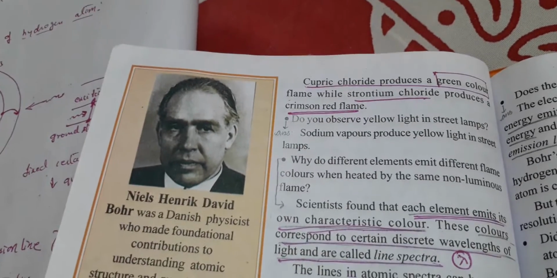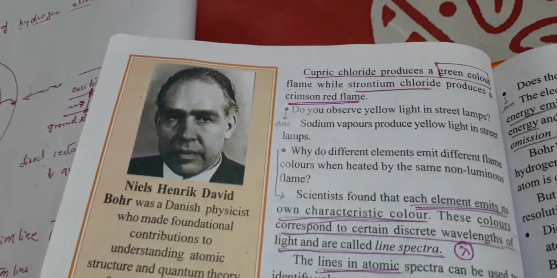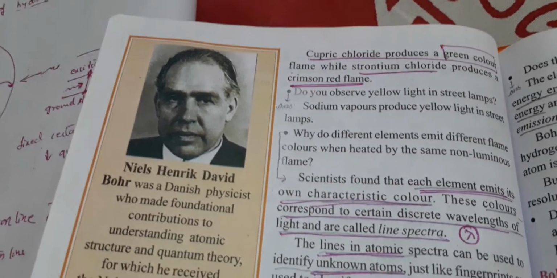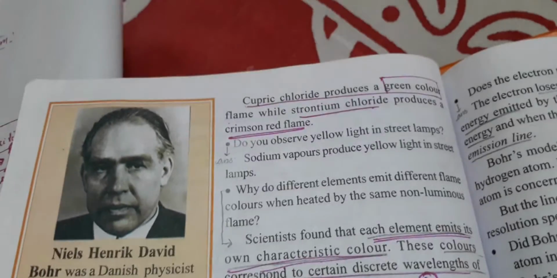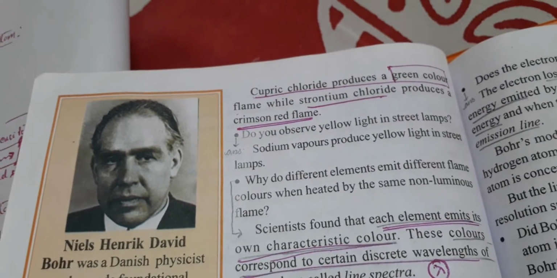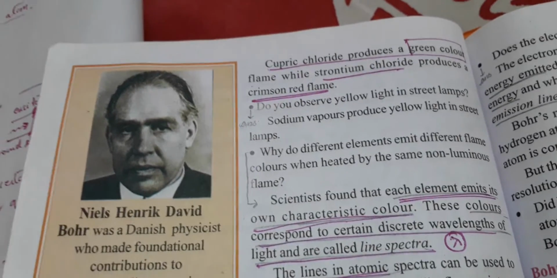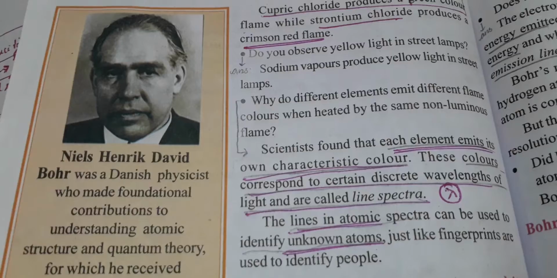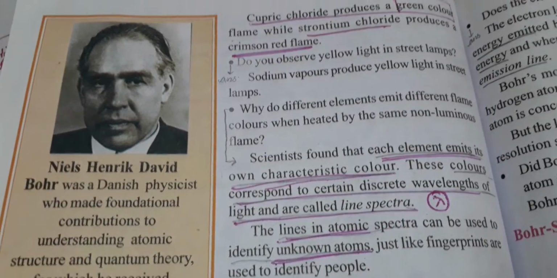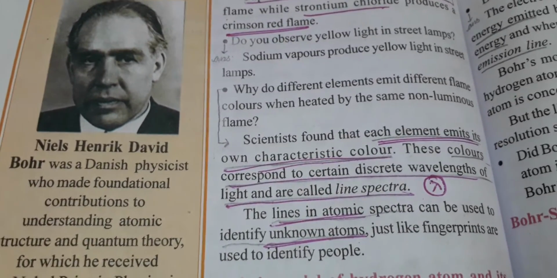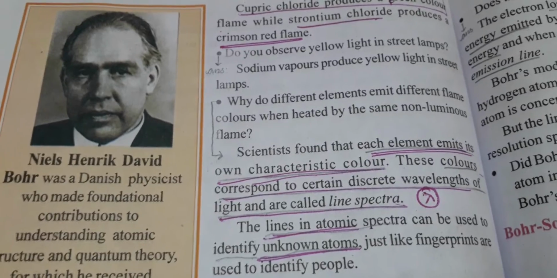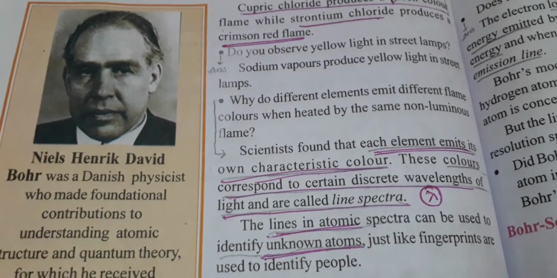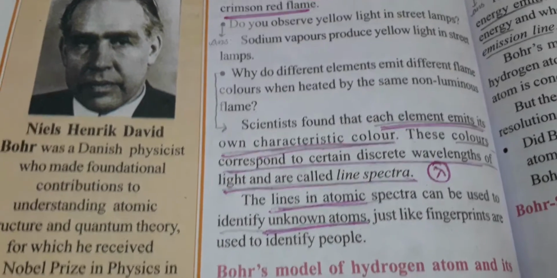So every specific wavelength will have a specific color. If the wavelength emitted is within the range of visible radiation, then you can see the color. So each element gives out its own characteristic color. These colors correspond to certain discrete wavelengths of light and are called line spectra.